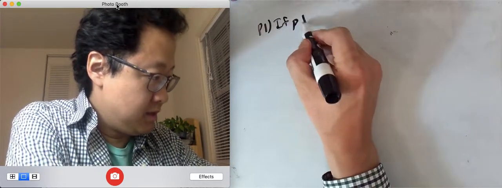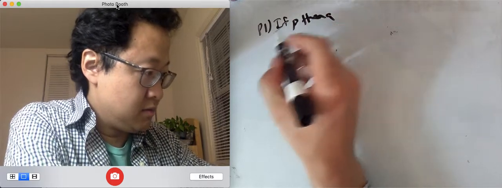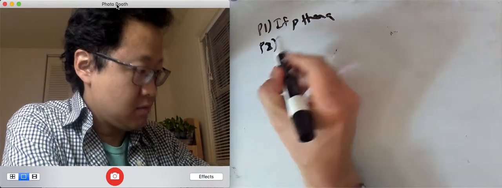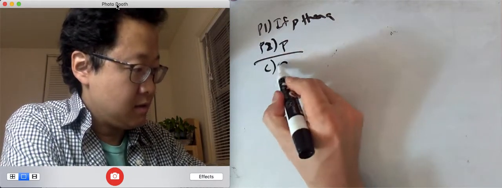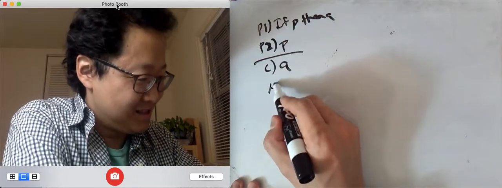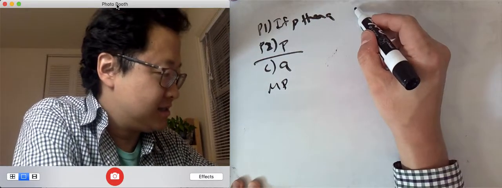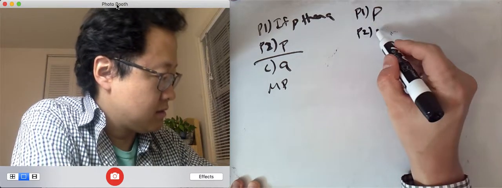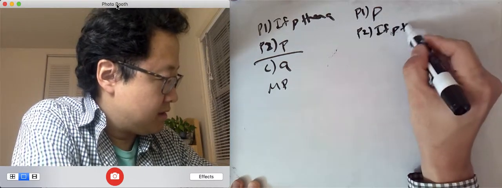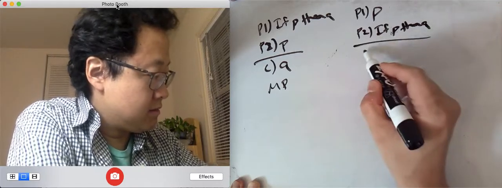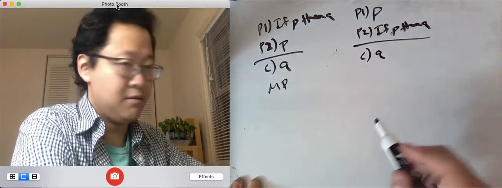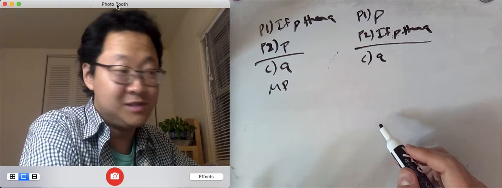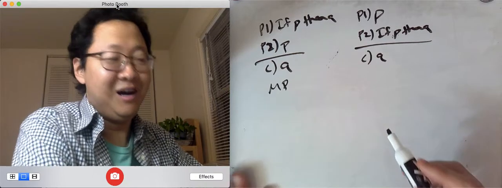If P, then Q. P, therefore Q. Immediately you'll see that this is modus ponens. Now look at this argument. P. If P, then Q. Q. What argument form is this? Also modus ponens.